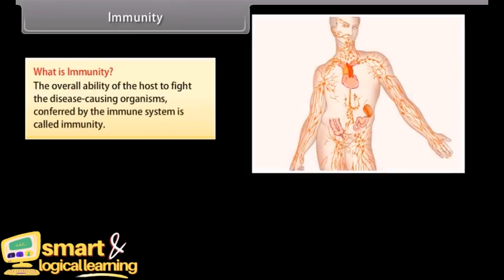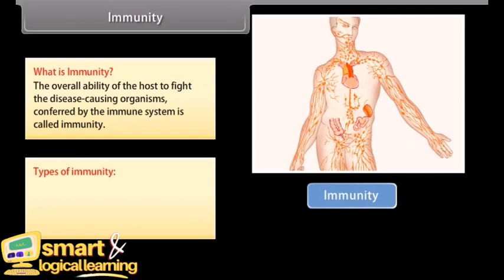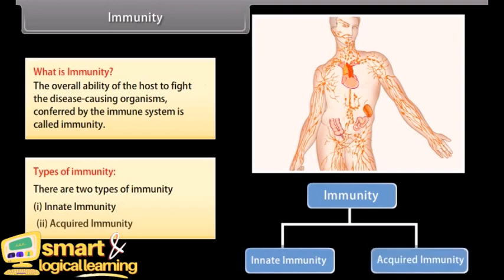Immunity. What is immunity? The overall ability of the host to fight the disease-causing organisms conferred by the immune system is called immunity. Types of immunity. There are 2 types of immunity: innate immunity and acquired immunity.